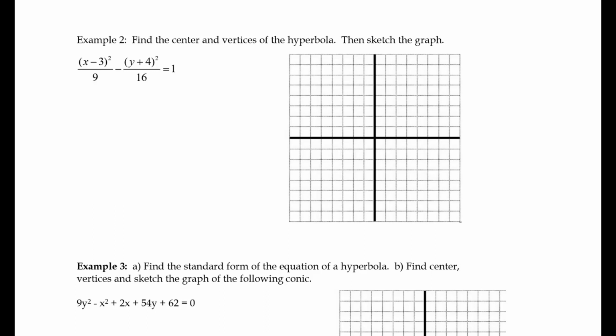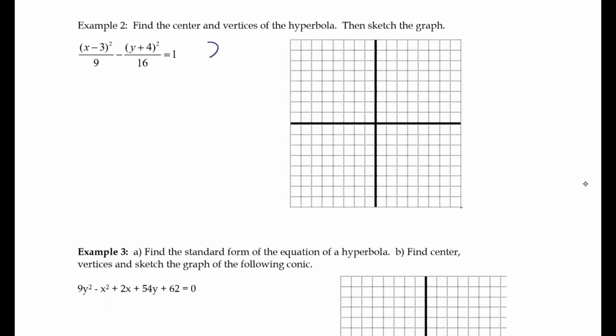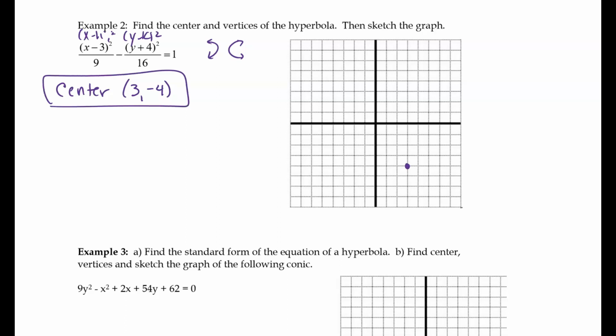So first things first, we need to realize we're looking at the form where it's going to be opening left or right. How did I know it's opening left or right? Because x squared is positive. So that's why we're going left or right. We find our center first. And remember, that'd be x minus h squared, y minus k squared. Okay, so that is going to end up being 3, -4. So I go over here to 3, I go down to -4. That is our center.